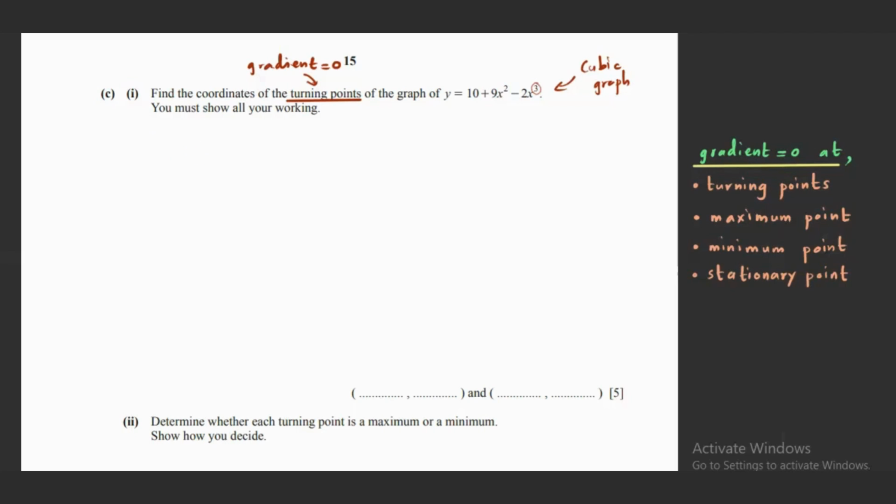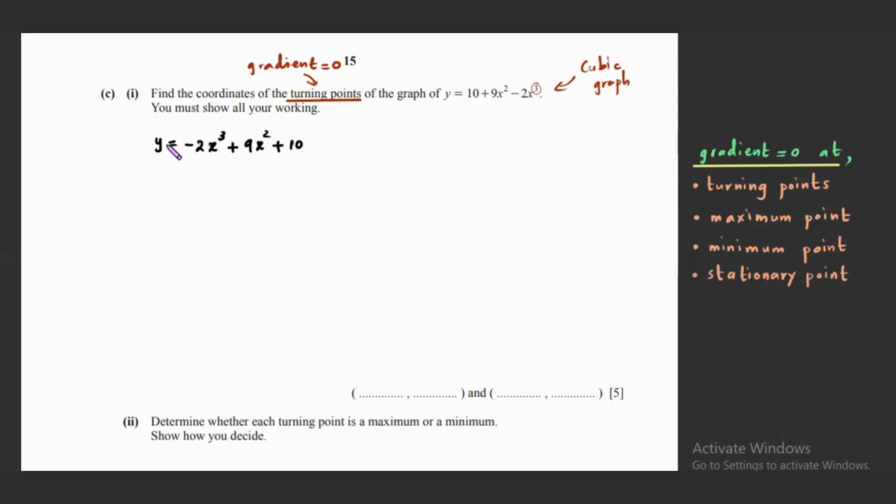So the equation that we have is y is equal to, I'm going to rearrange this, and I'll put the term with the cube in front. So that's going to be minus 2x cubed. And the term with the square next, that is plus 9x squared. And then the number that is plus 10.